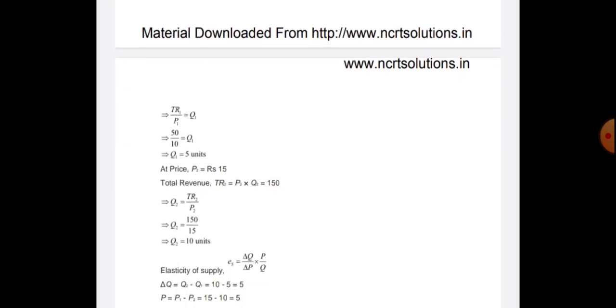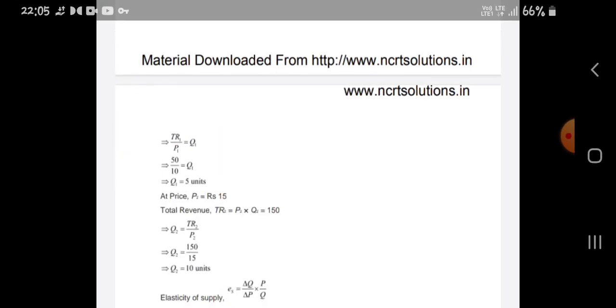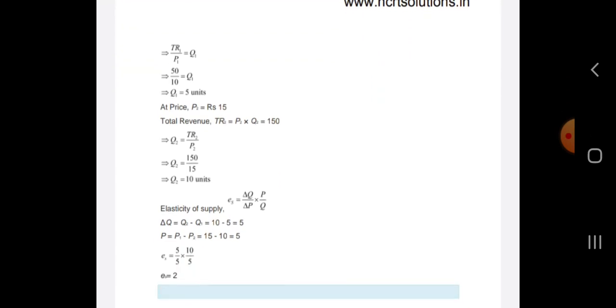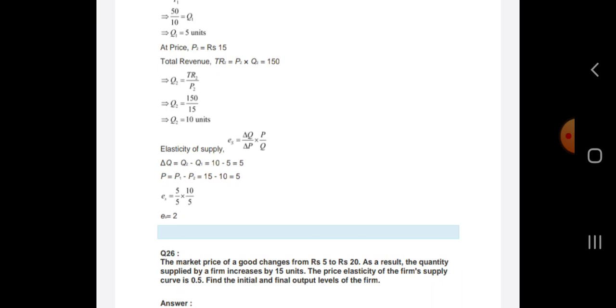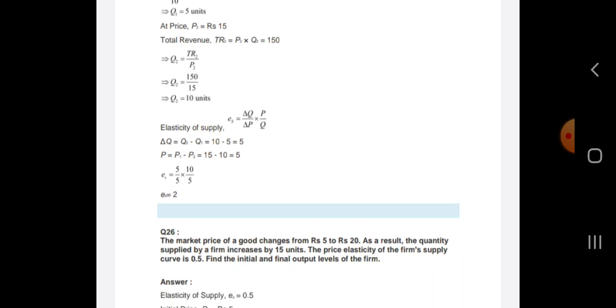So here in this page they have given that at a price of rupees 10 the product is sold, and TR by P1 is equal to Q1, so 50 by 10 is equal to Q1, therefore Q is equal to 5. Then 150 by 15, Q2 is equal to 10, so therefore the change in quantity 5 by 5 into 10 by 15, 10 by 5 is equal to 2.